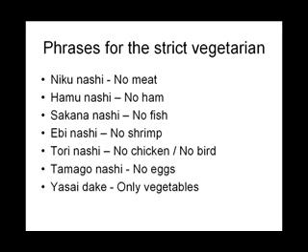list a host of things and say nashi, meaning no. Niku nashi, no meat. Hamu nashi, no ham. Sakana nashi, no fish. Yebi nashi, no shrimp. Tori nashi, no chicken. Tomato nashi, no eggs. You will have to finish off with yasai dake. That word dake means only. This yasai dake means only vegetables.